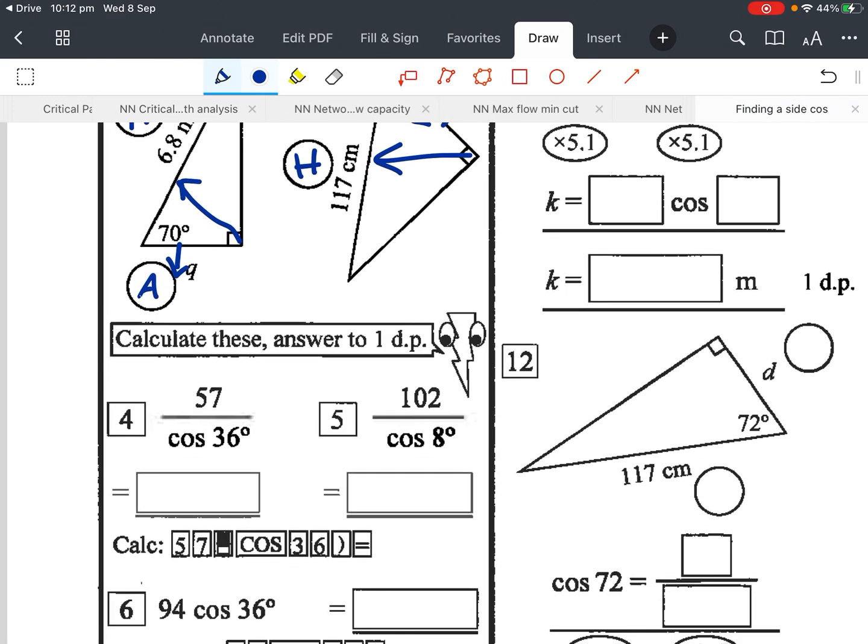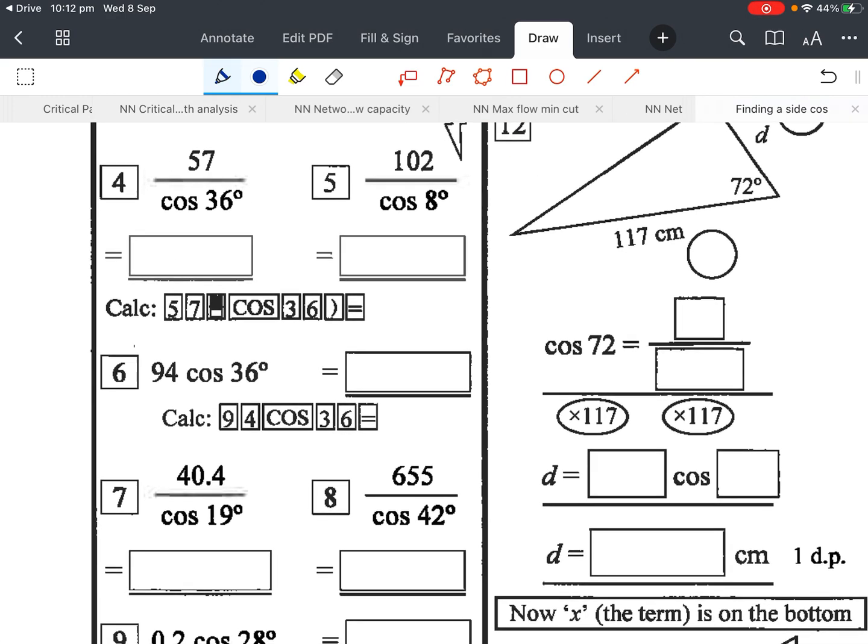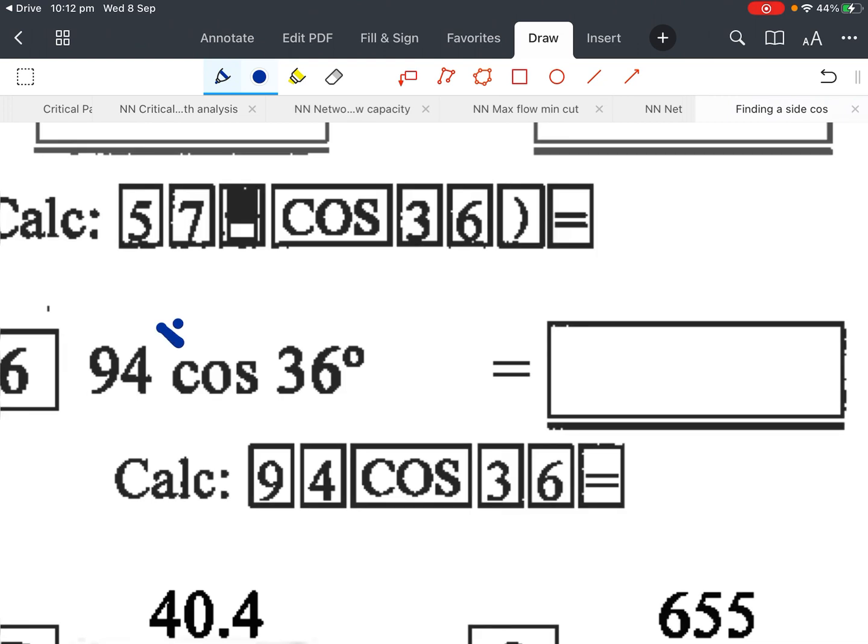Label the sides. Now this here was just getting you to practice how to do this on your calculator. And it's pretty much exactly as it is. 57, fraction key or divided by cos 36. This one here is 94. I don't think you have to, but if you want to, it means times cos 36. So if you put 94 cos 36 and you don't get the proper answer, which is, for me, 94 times cos 36 is 76.04 roughly, 047, I think.